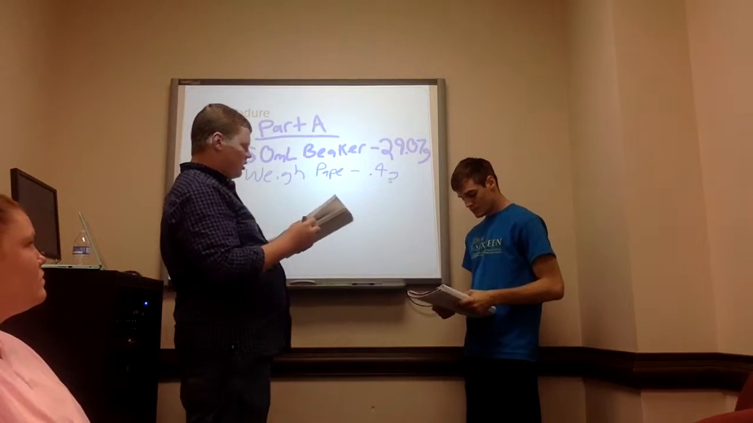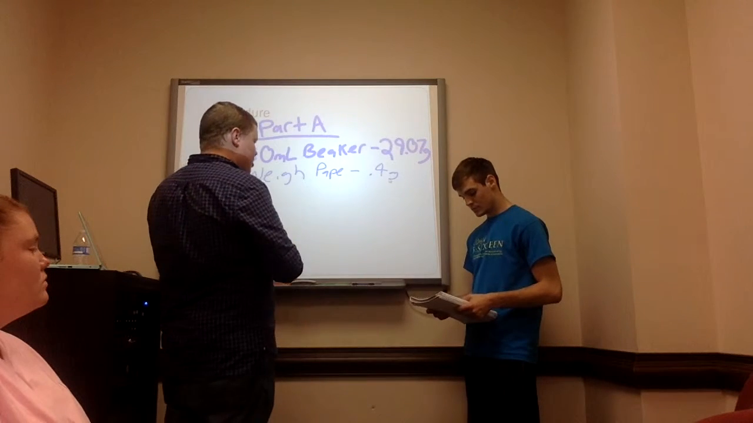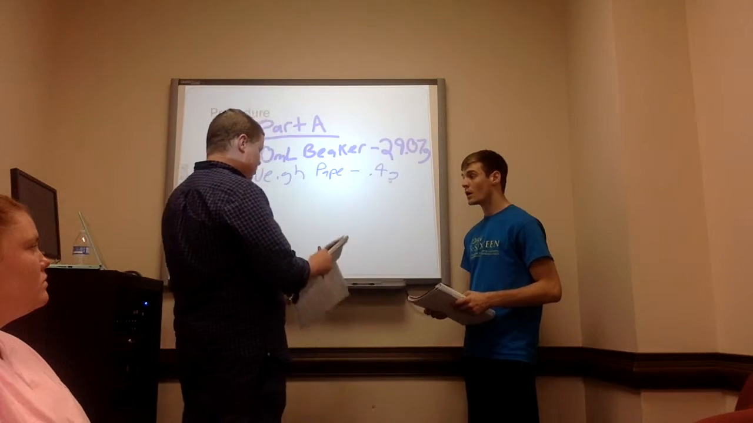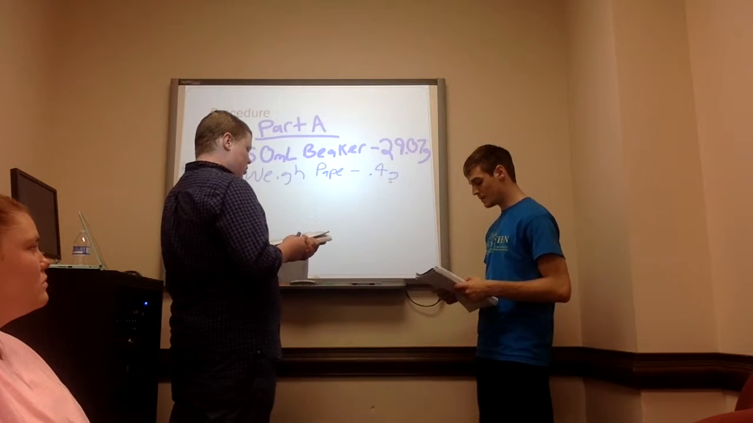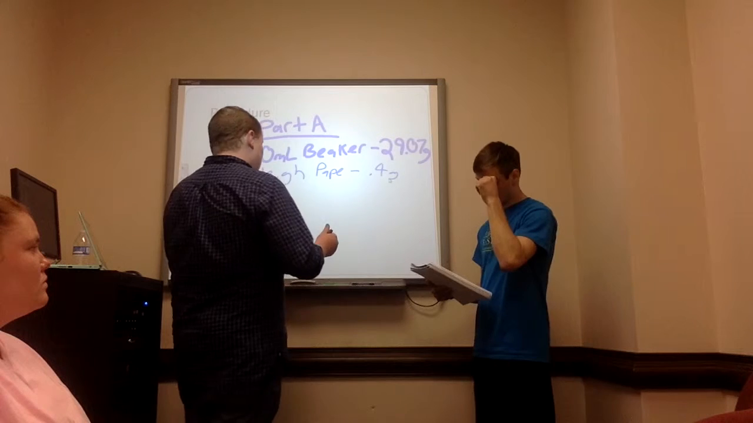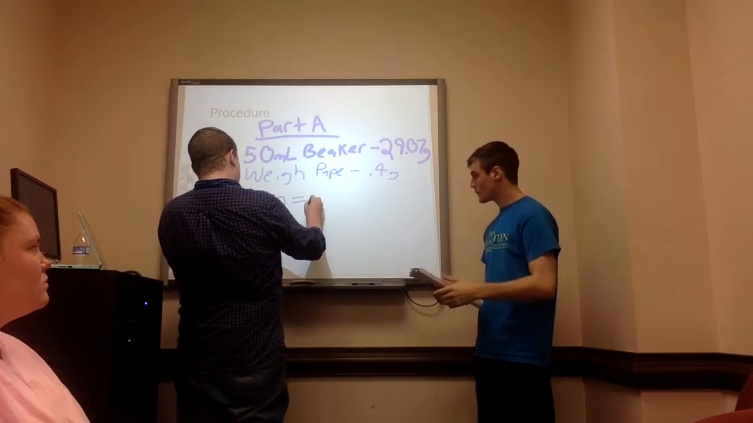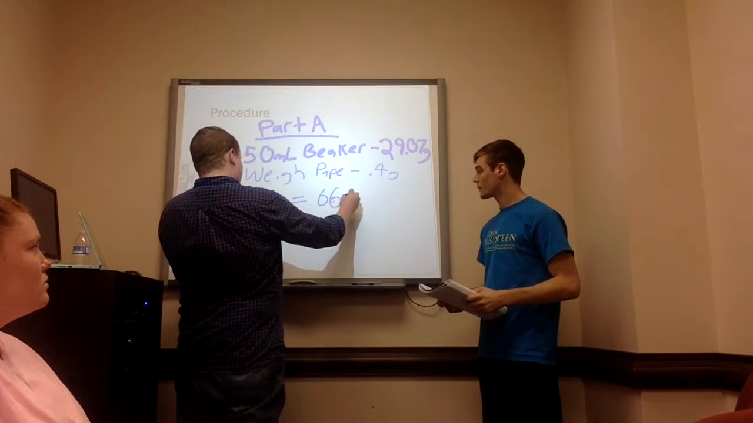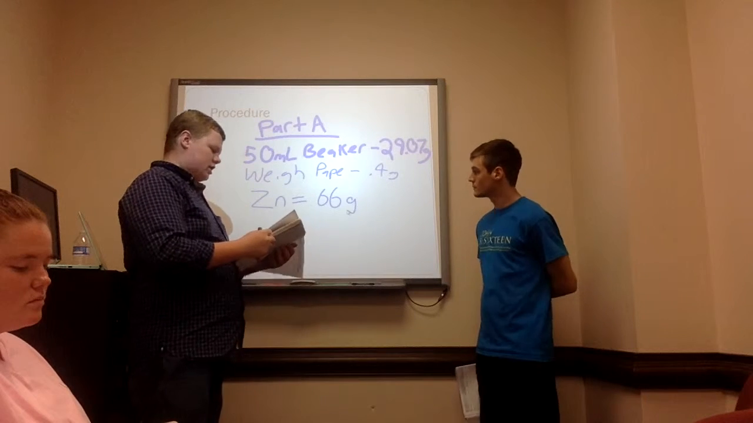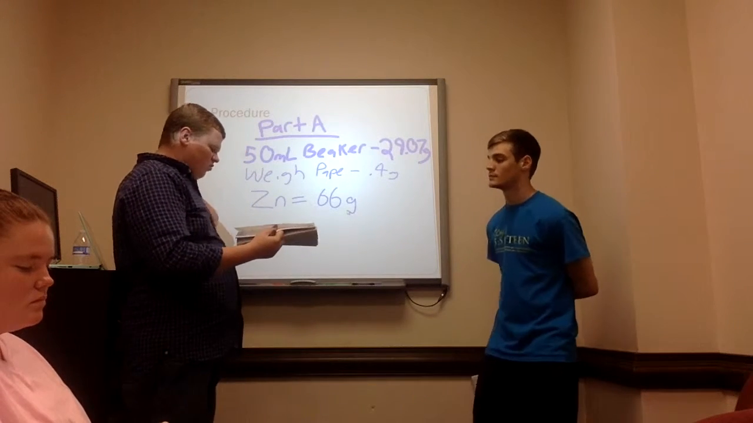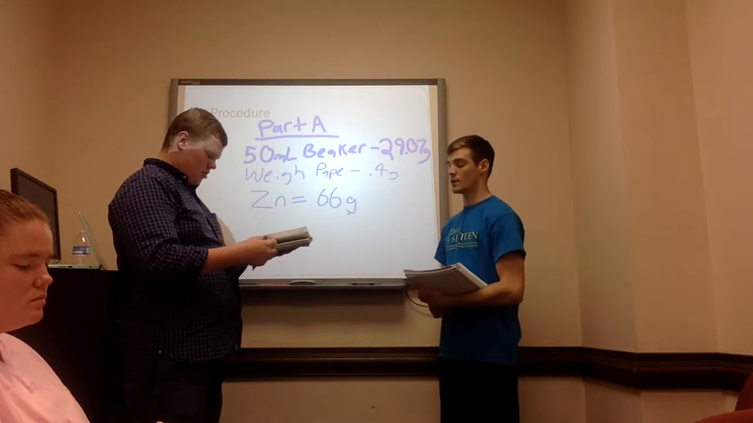Okay. So you weighed out 0.6 grams of metallic zinc. Right. And how close were you to 0.6 grams? Were you right on 0.6, or were you a little bit off? I was slightly off. Okay, because I believe you got 0.66 grams for the zinc, correct? Correct. And that's how that went, correct? Correct.